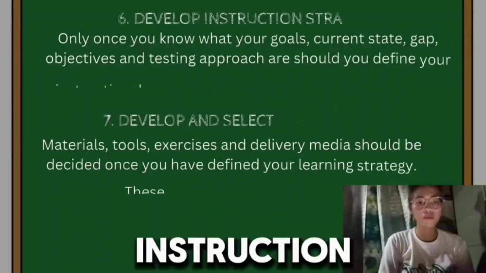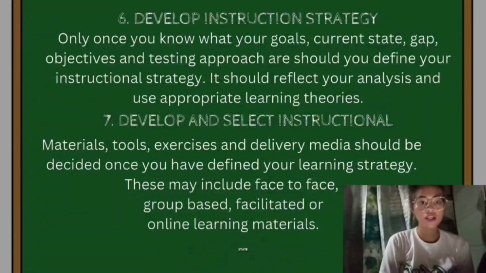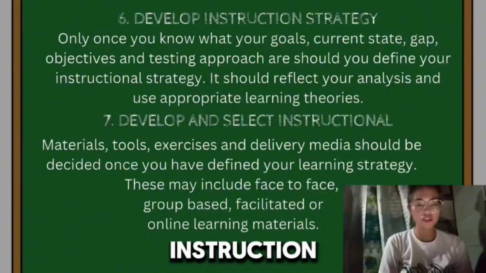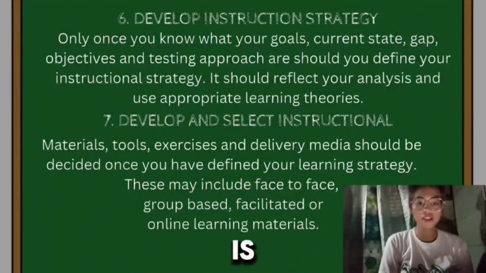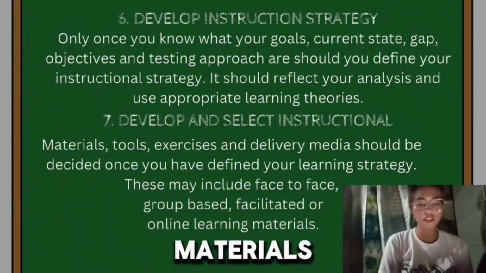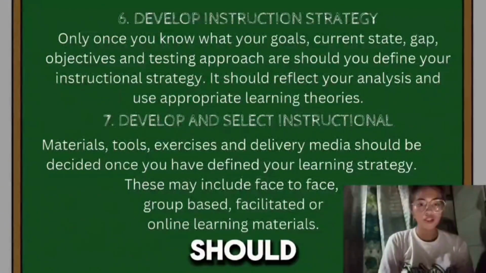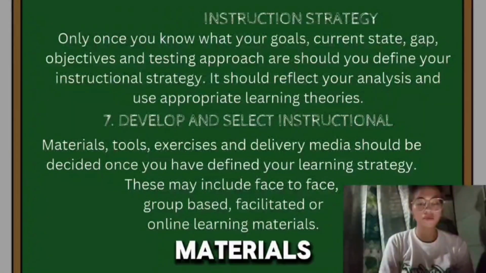Number 6 is develop instruction strategy. Only once you know what your goals, current state, gap, objective, and testing approach are should you define your instruction strategy. It should reflect your analysis and use appropriate learning theories. Number 7 is develop and select instructional materials. Materials, tools, exercises, and delivery media should be decided only once you have defined your learning strategy. This may include face-to-face, group-based, facilitated, or online learning materials.